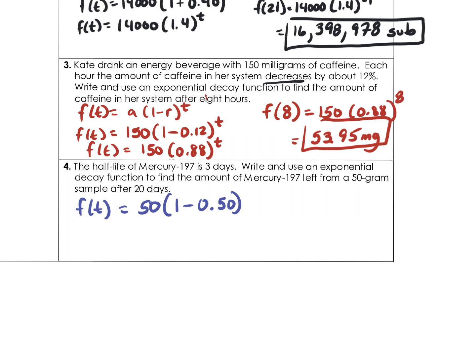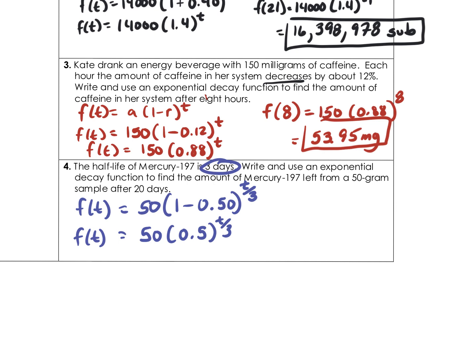Now the weird thing about half-life is because our half-life is 3 days, we took it to the power of t over 3. T over 3. So that's kind of a weird one. So this is going to simplify to 50(0.5)^(t/3). That's going to be our decay function.